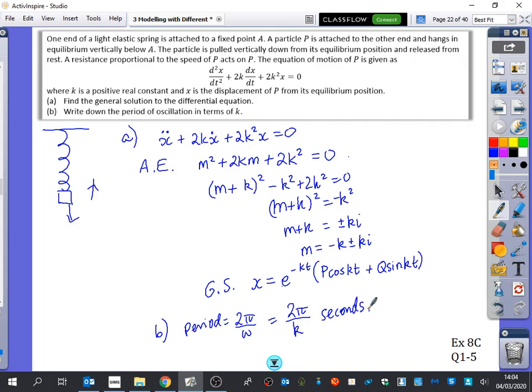So we'll do a couple of questions from exercise 8C, and then in about 15 minutes we'll do forced harmonic motion as well.